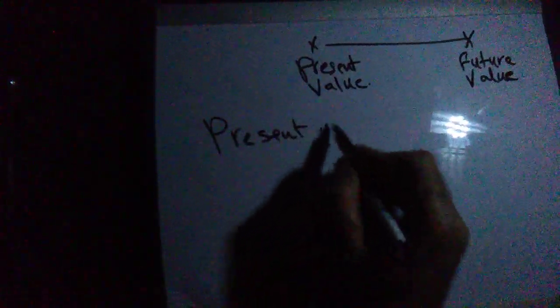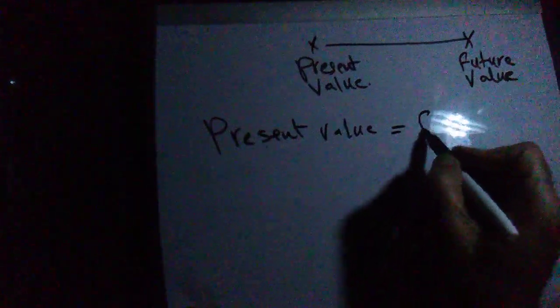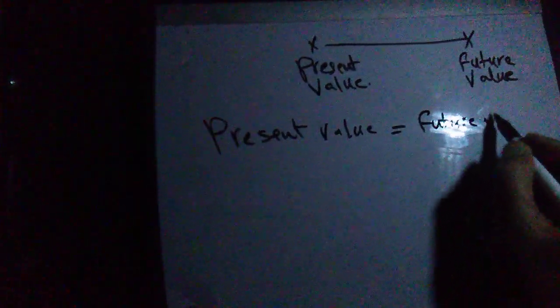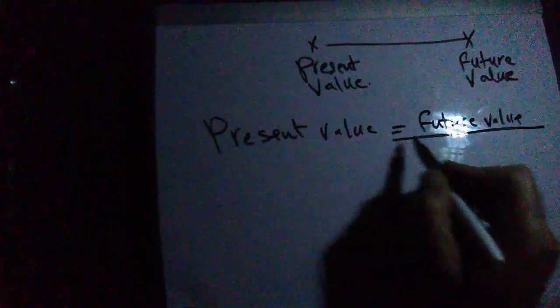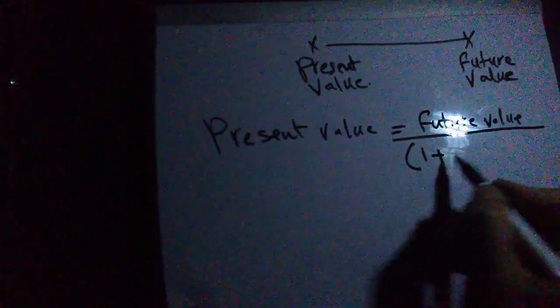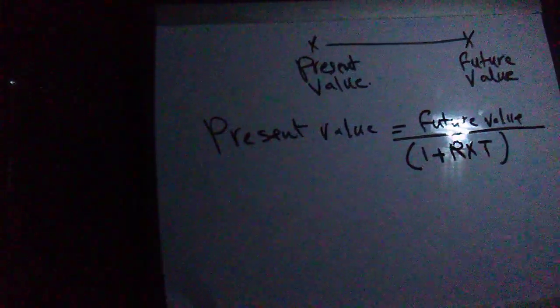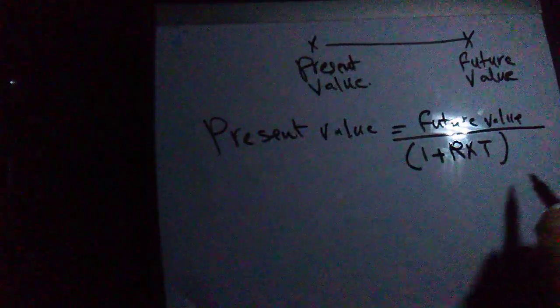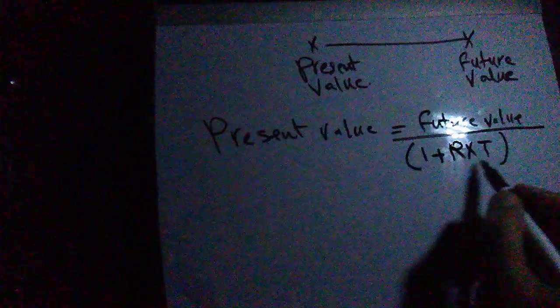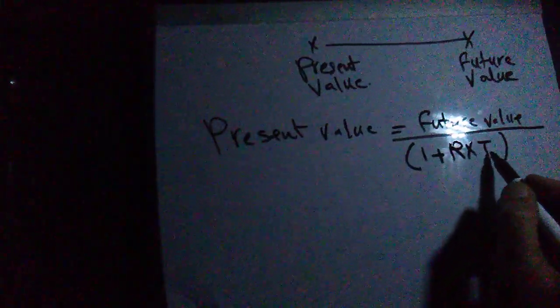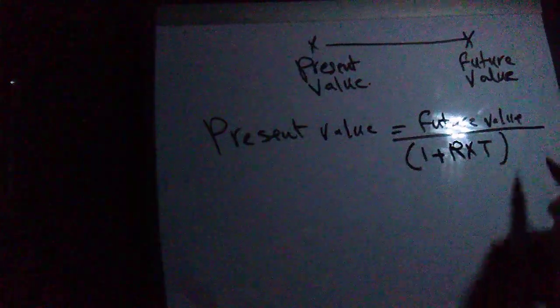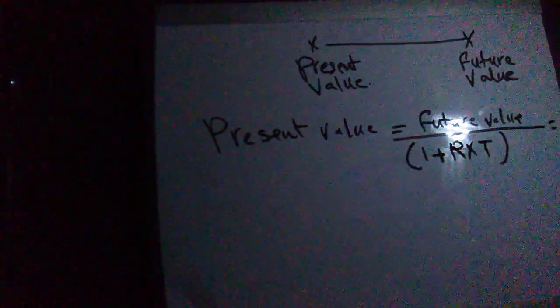So there is a relationship between them. Yes, there is a relationship between them. It tells me that the present value will equal the future value divided by 1 plus the rate of interest multiplied by the time. It helps me commercially, in business, in a lot of things.